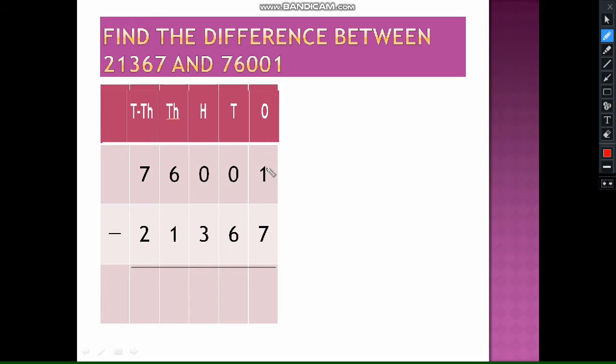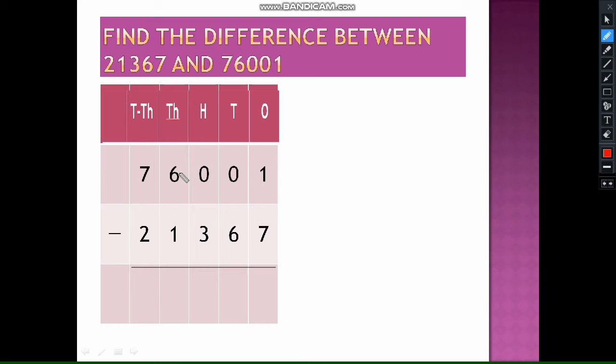Now over here we have 1 ones and we have to take away 7 ones from it. So this is not practically possible. So what we have to do, we need to borrow from the tens. Now over here we have 0 tens. So that means we cannot borrow from here. Then we move to the hundreds column. Again we have 0 hundreds here. So we cannot borrow from here too. So we will borrow from the thousands column.